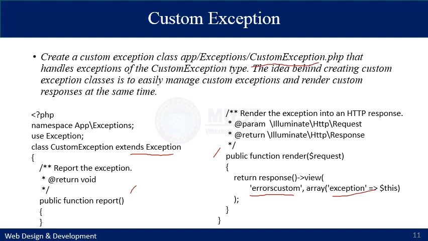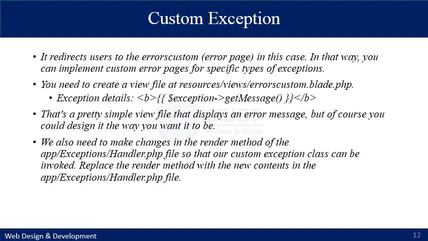For example, we can only show that there is something wrong in the application, or we can specify a particular value or some attributes of the exception in that custom error page. As described earlier, it redirects the user to the custom error page in this case. In that way, you can implement custom error pages for specific types of exceptions.